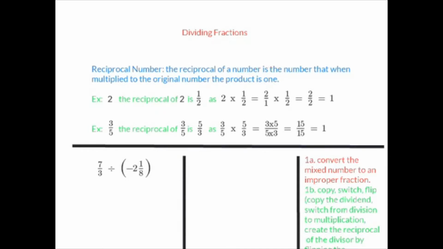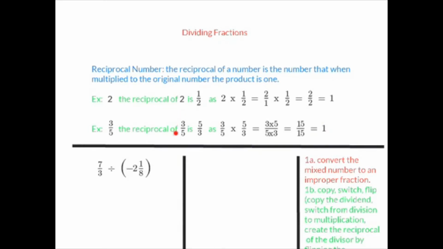And so what that means is, if we look at this example here, the number 2, the reciprocal of the number 2 is 1/2. And we can tell that because when we take the original number 2 and we multiply it by the reciprocal, we end up with a product of 1. And similarly with the fraction 3/5, the reciprocal would be 5/3. And we can see that when we multiply 3/5 times its reciprocal 5/3, we end up with a product of 1.